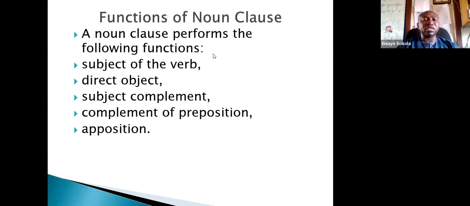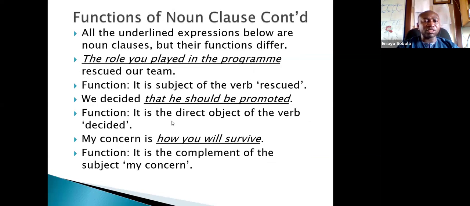We need to note that a noun clause performs the functions that a noun is supposed to perform. First, subject of the verb, as we see there, direct object, subject complement, complement of preposition, and also apposition. So we look at each of these functions briefly. Here we have the underlined expressions, which are noun clauses. They are all noun clauses, and those noun clauses perform some function.